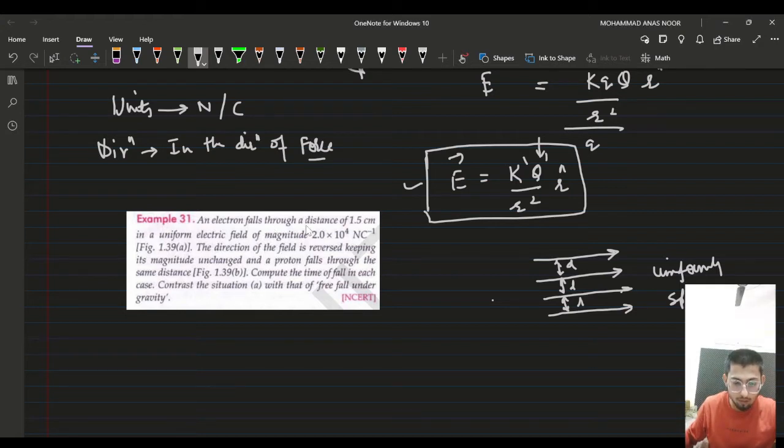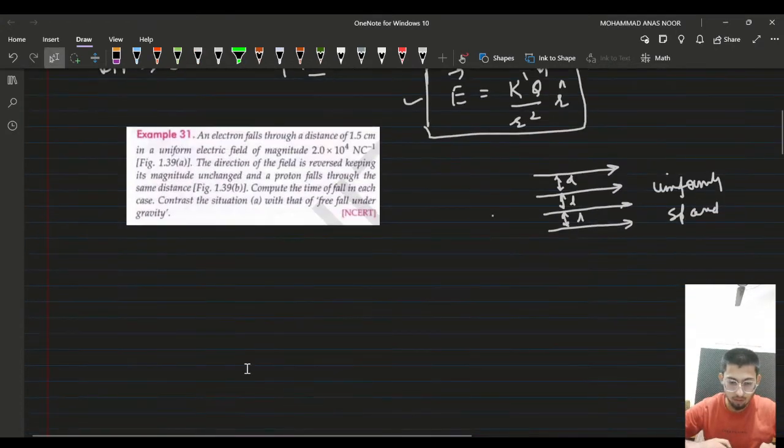An electron falls through a distance of 1.5 centimeter in a uniform electric field of magnitude this. So the electric field magnitude is given to us. Figure 1.39. So let me draw the figure as well. Let me copy the figure in fact, because drawing would take time. So the figure is this.